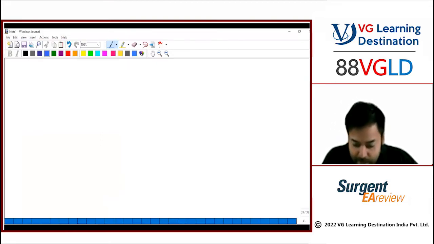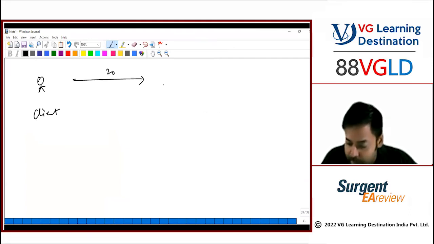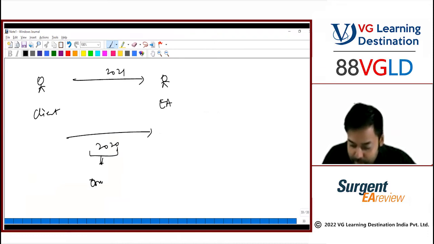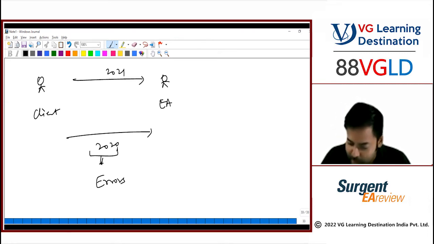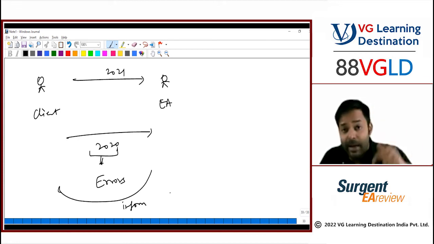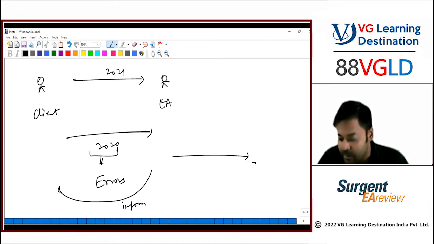So for example, the client has hired you for the 2021 return. But while reviewing the 2020 return, you found there are many errors in the return. What will you do? You will say, I don't care, I have not done this, why should I do it? Or will you inform the client? Will you inform the client or will you inform the IRS about this?